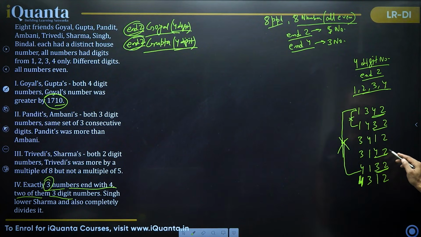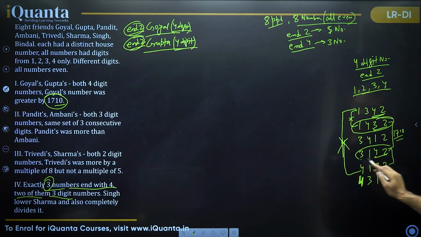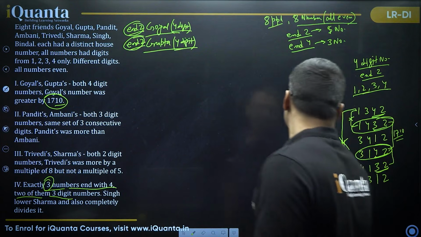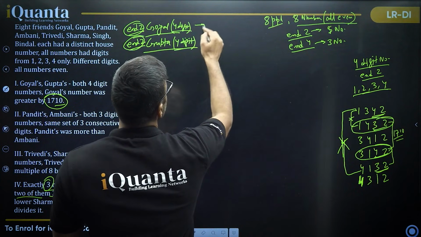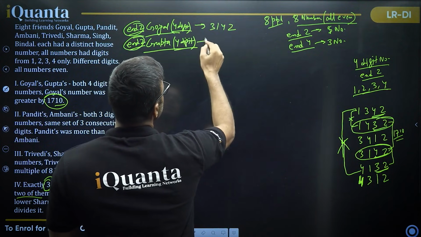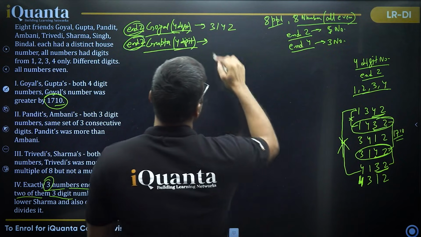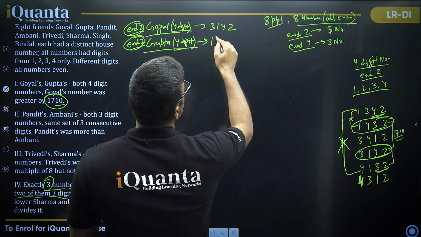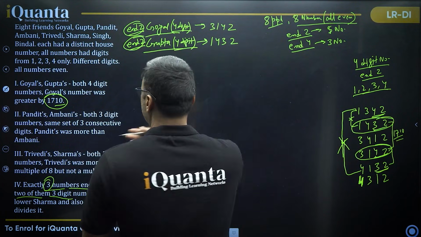With this 42, take these two. So, 31 minus 14. Oh, wow. This is a 1710 difference clearly. What about these two? The difference is almost 1000. So, what does it mean? 1432 and 3142. Goyal is larger, so Goyal is 3142. See? This has come out really well. 3142 minus 1432, simple subtraction. The difference has to be 1710.